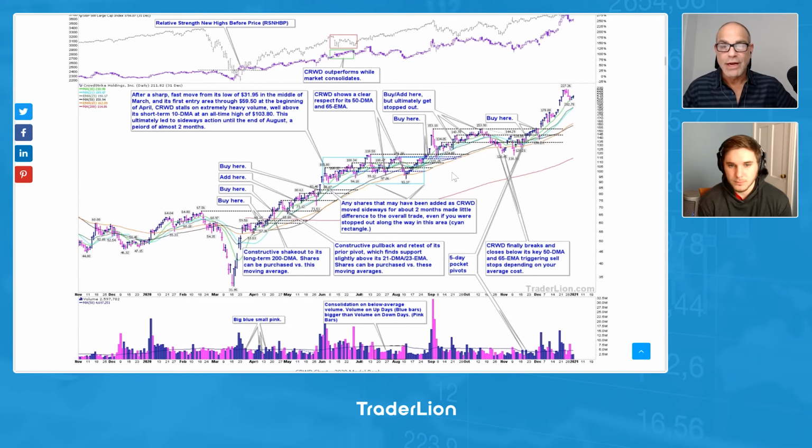Absolutely. Oh, and there's that sign again. So I would point out here, even after this shakeout, I love this hammer candle back above the 65-day moving average. A lot of times, to me, that will often signal that it's even worth taking a shot at as a buy at the close on a day like that. I would say this though, this action right here looks a little bit wedgy.